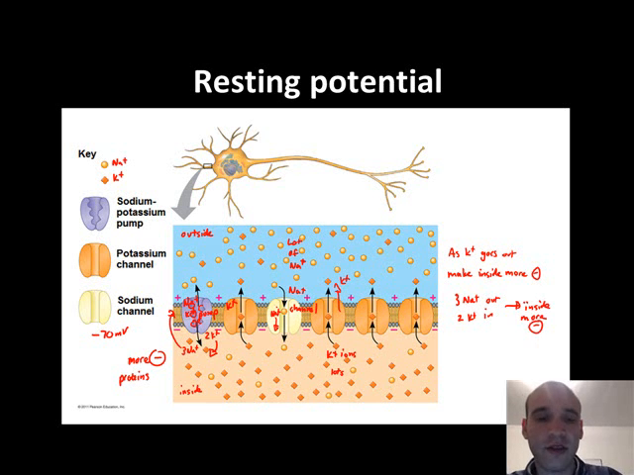So both of these mechanisms are helping to make the inside more negative compared to the outside, which is more positive. And this is what the resting potential of a neuron looks like, and this is how a resting potential is generated. So let's go ahead and take a look at an animation that's going to help summarize this and allow us to look at the resting potential a little bit more.